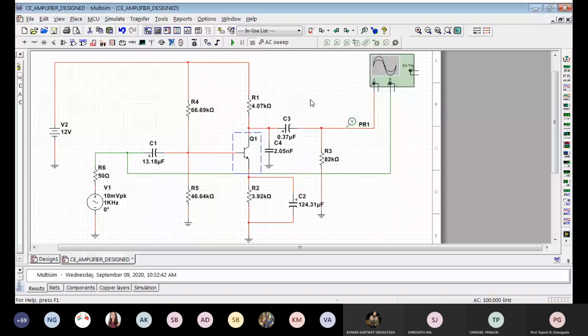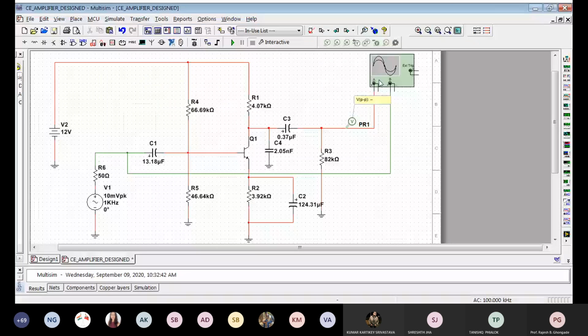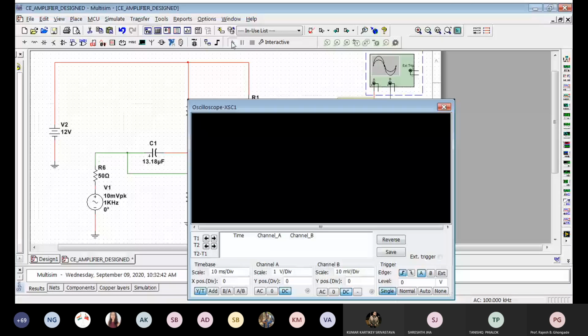All right. Now let us see the transient response. Okay. So this is the output which is connected to one of the channels of the CRO. The input is connected to channel B. This is channel A. And now if I run this, adjust the time base.